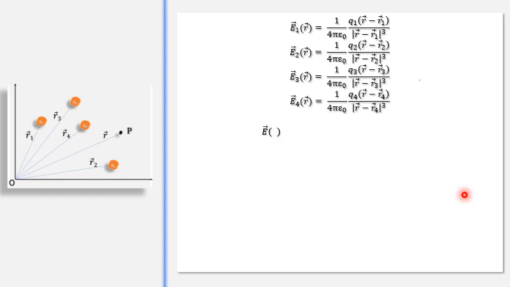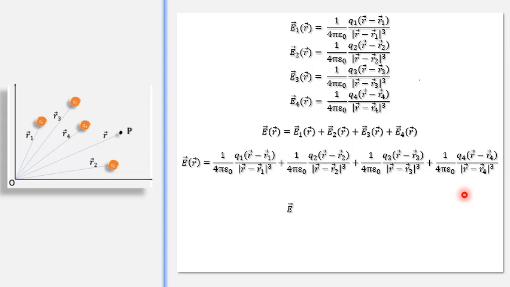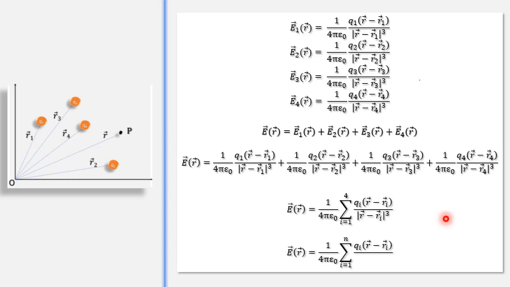Here E1, E2, E3, E4 are individual electric fields, and we take the summation. And then this is what we get. As we have discussed earlier, we will not discuss it again. This is the end result: the electric field at a point with position vector r can be given as this.